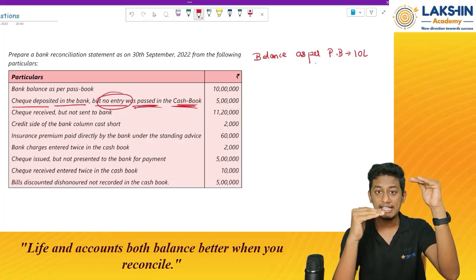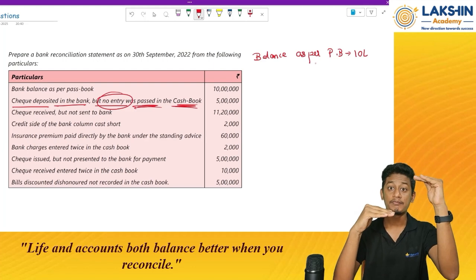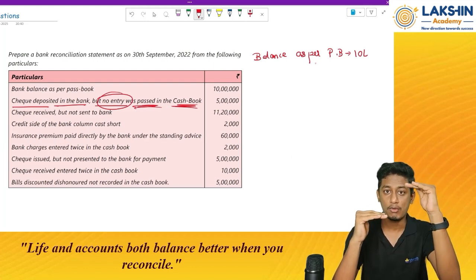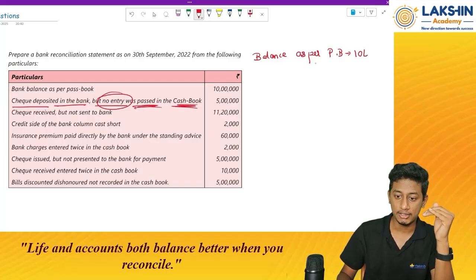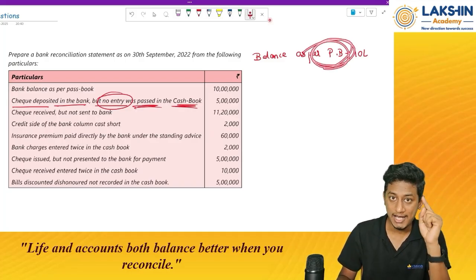So now I need to make them equal. What is my motive? To make these both equal. But are these both equal? No, sir. So to make this equal, what to do? See, what am I starting with? I am starting with the passbook balance, right?